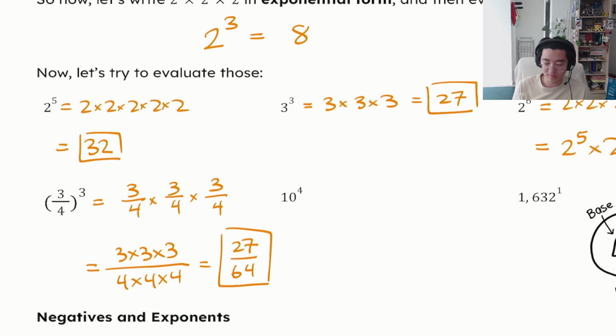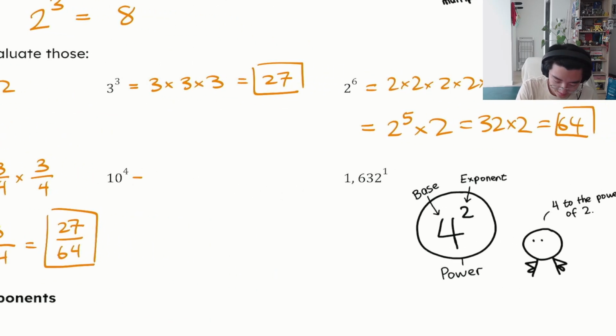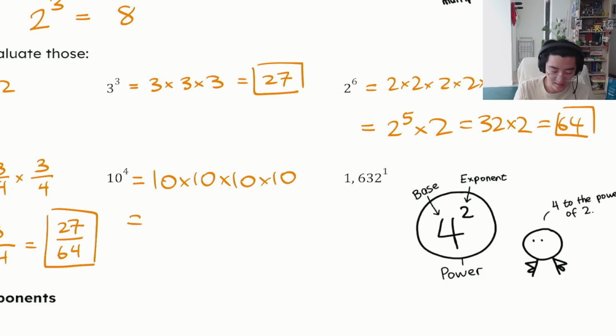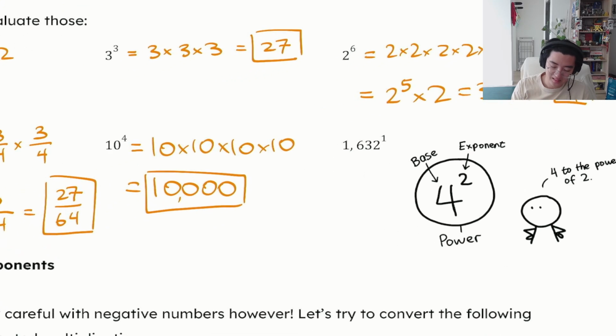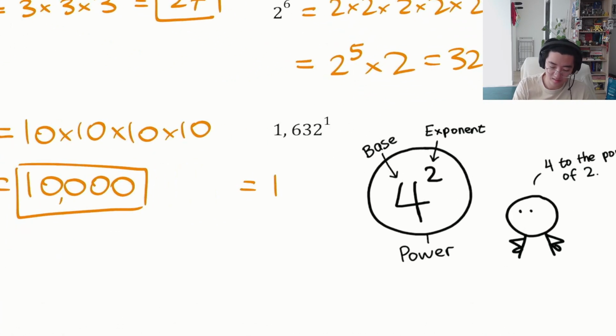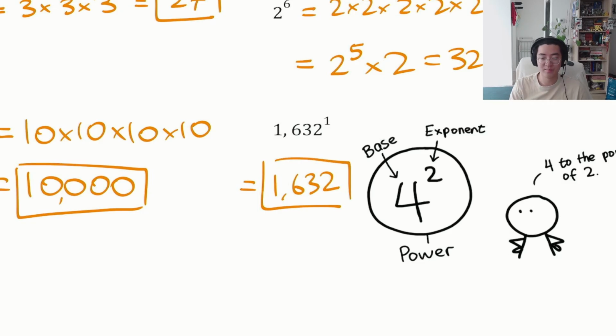And now with powers of 10, this is a bit easier. With powers of 10, the exponent literally just tells us how many zeros there are. Because if we multiply 10 by itself 4 times, we get 4 zeros. So it's just 1 followed by 4 zeros, which is 10,000. Of course, if it's 10 to the power of 70, you have 1 with 70 zeros. And of course, any number to the power of 1 is just that number by itself.